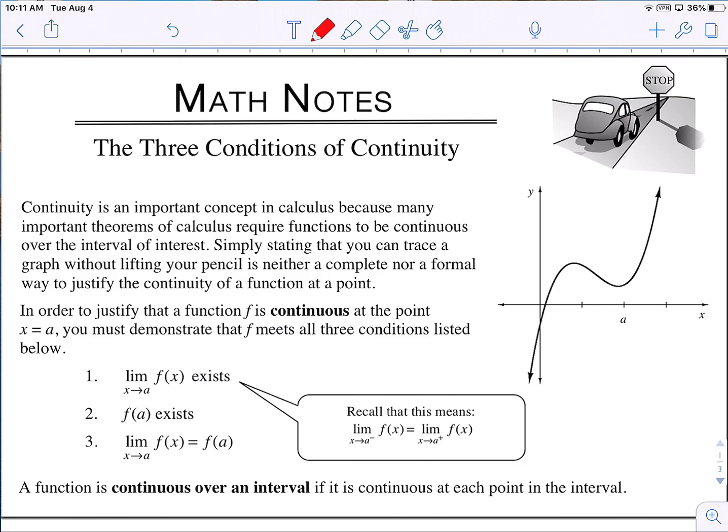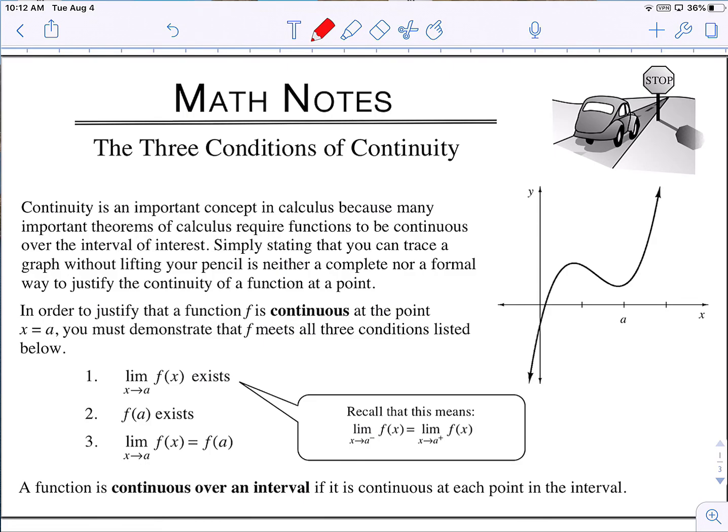F of a exists. So that means when we plug a number into the function, we don't get undefined. It's not a hole. It's not a vertical asymptote. The point actually exists on the function. And the third part is that the limit that we found in the first part and the function value that we found in the second part, those two are the same point.